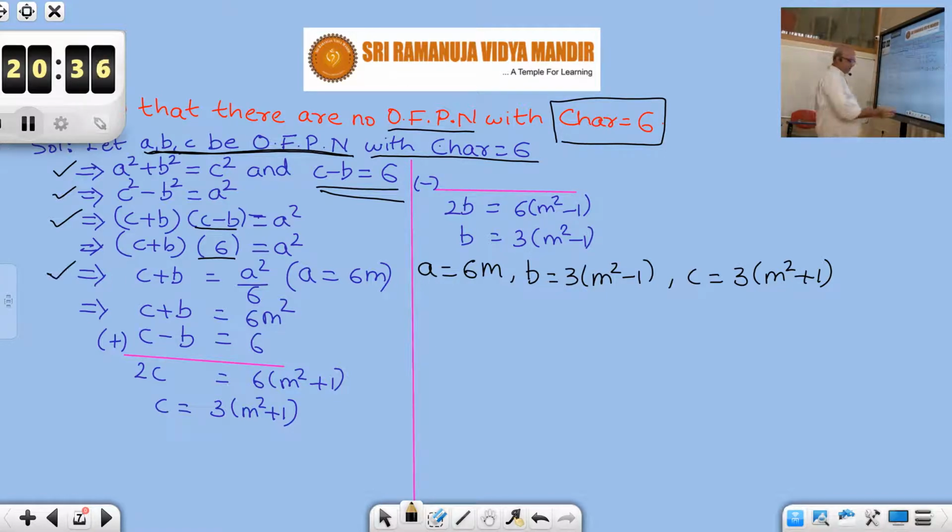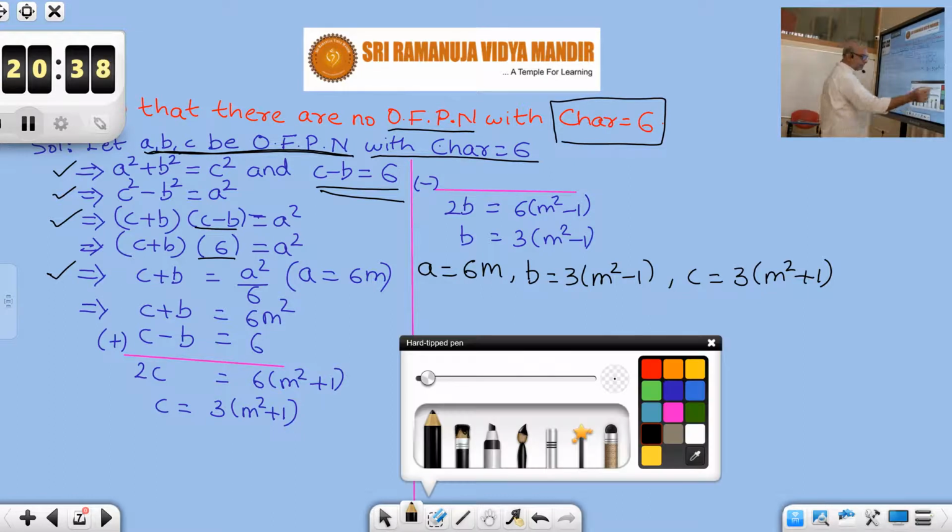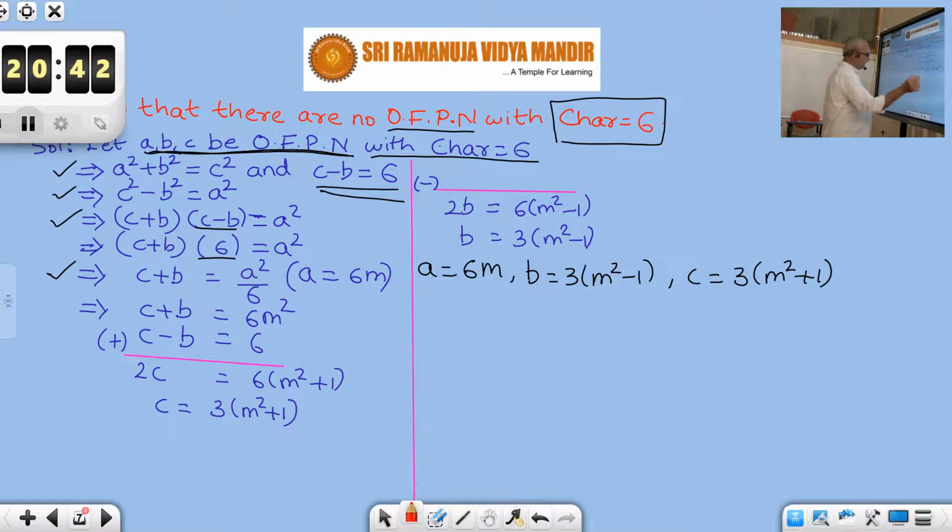But after that, all the students are writing: A square by 6 is a natural number, implies A must be a multiple of 6. That is correct. What you have written is correct, because 6 is 2 into 3. So in the denominator, 2 into 3 are there.